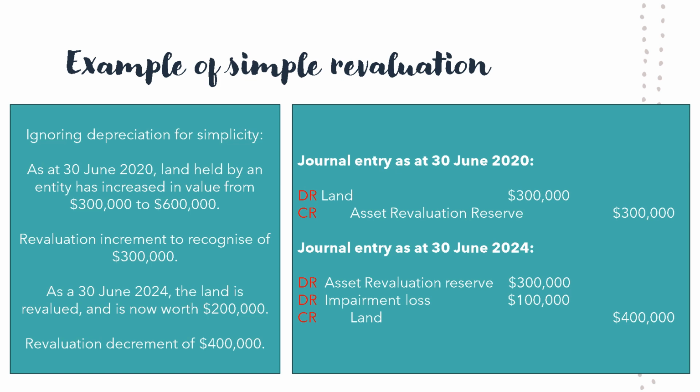We will debit the asset revaluation reserve for $300,000 and therefore clear out our previous credit entry. As our loss in total is $400,000, there is $100,000 remaining, which we will now debit directly to our profit and loss through the impairment loss account. And we will credit our land by the $400,000 to bring our land account value down to $200,000.